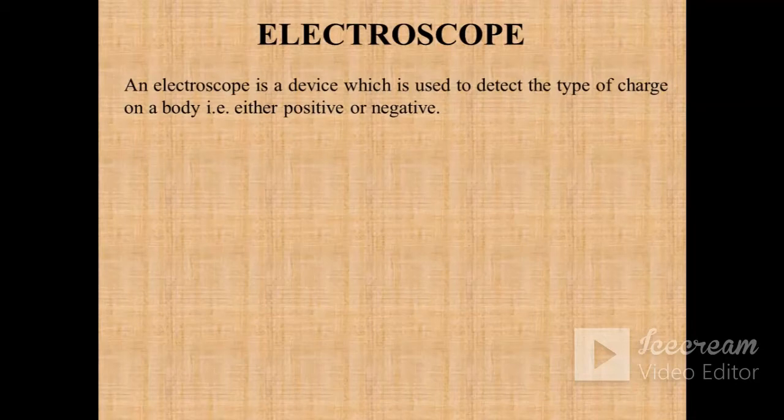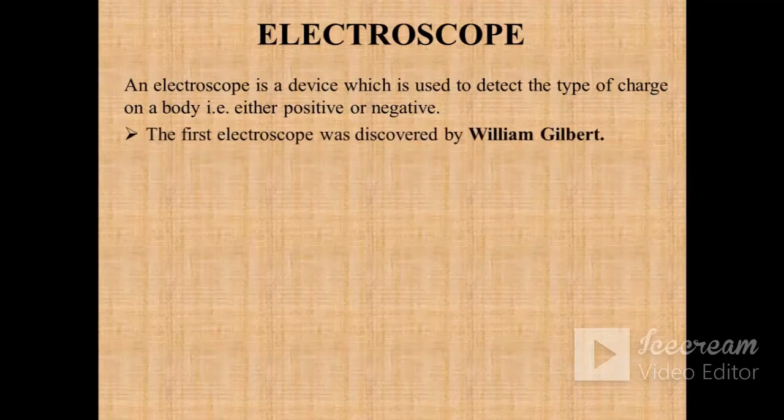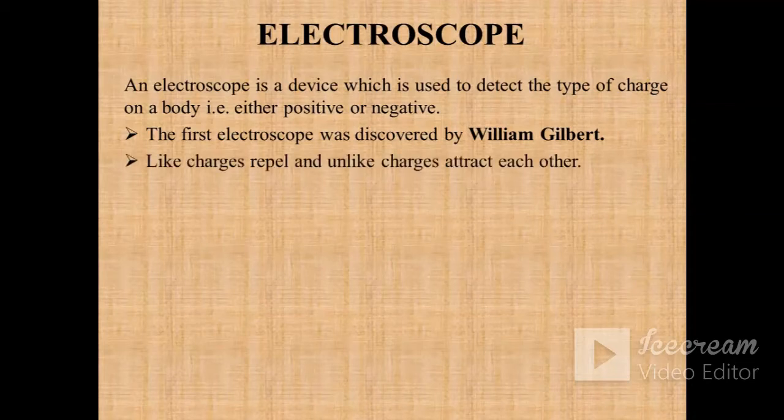Now next is electroscope. So what is an electroscope? An electroscope is a device that is used to detect electrical charge on an object and its nature. That is, whether the body is charged or not, and if it is charged, what kind of charge is it carrying? Is it positive or negative? The first electroscope was discovered by a British physicist, William Gilbert.